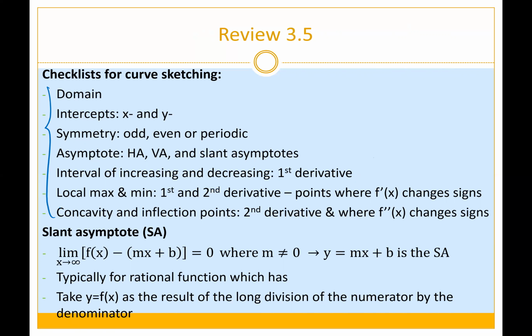So how to find the slant asymptote? The slant asymptote is defined as the line y equals mx plus b, if you have the limit as x approaches infinity of f(x) minus (mx plus b) equal to 0, where m is different from 0. So it is actually a line with a slope. When m equals 0, you have a horizontal asymptote. That's pretty clear.